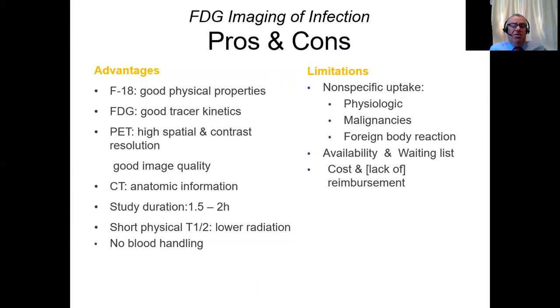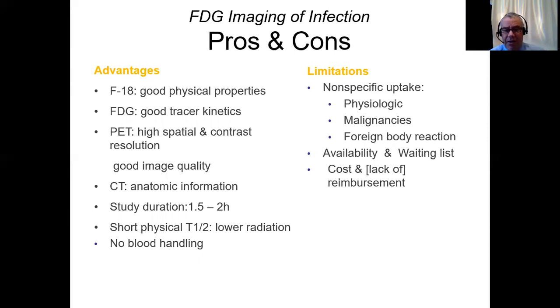So F18's got good physical characteristics, as we know. FDG's got good tracer kinetics. We get the resolution of PET. Image quality is good. We get good anatomical information. And the whole study can be over in 1.5 to 2 hours from injection to report, as long as the patient is correctly prepped. You don't need to do any blood handling, but the uptake is non-specific.